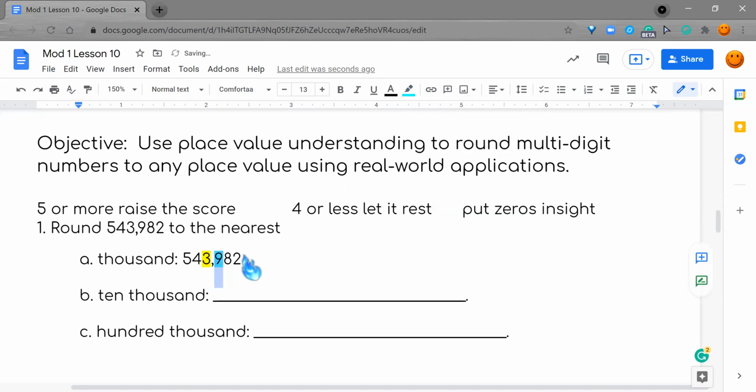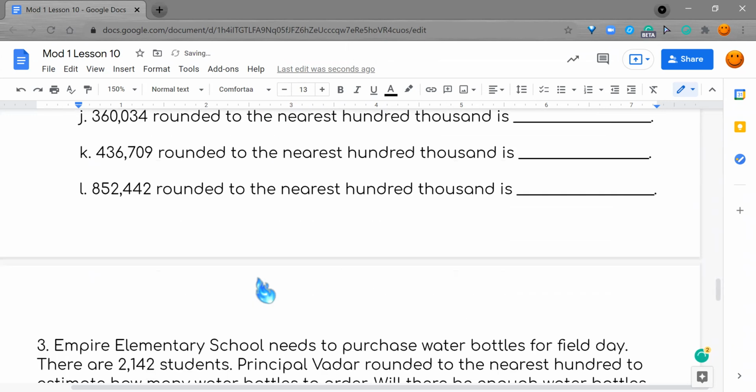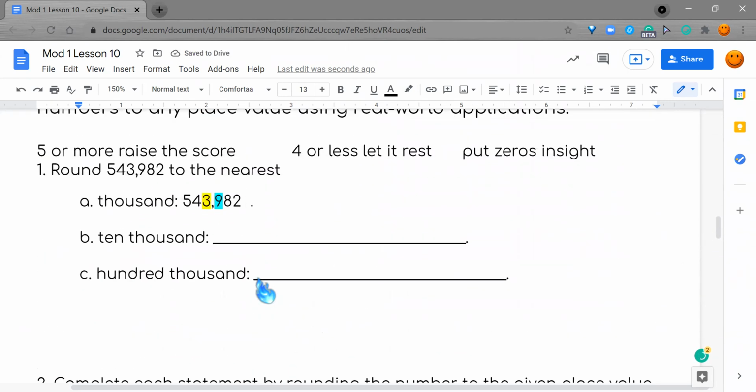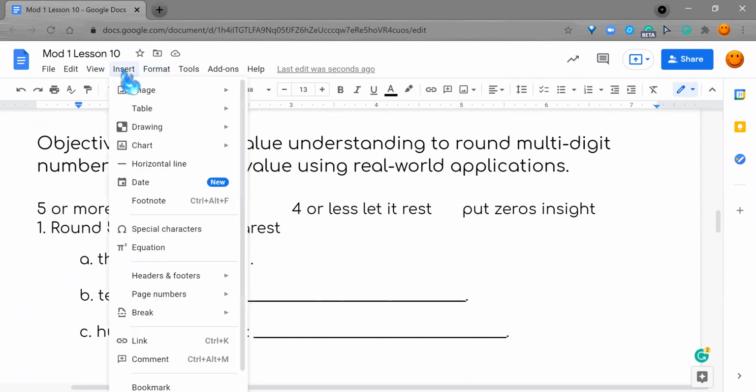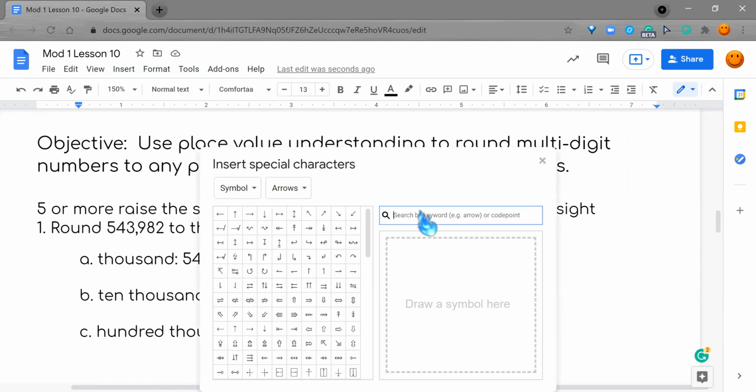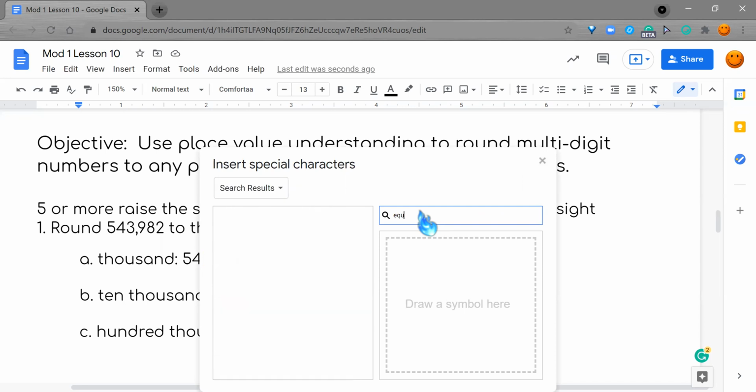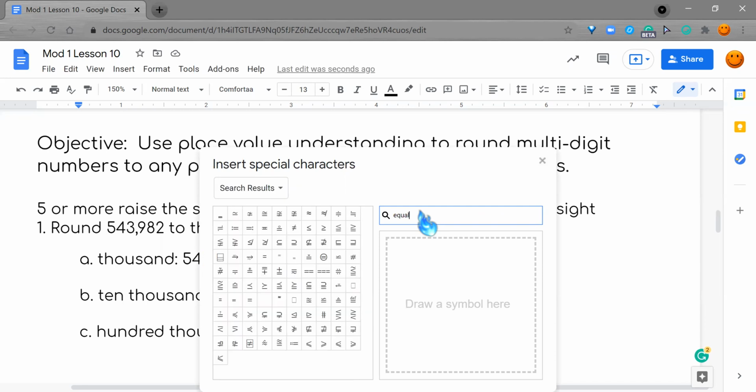And remember, I always highlight. It makes it easier. And I do not have a squiggly equal sign. But if I go to special characters and write in equal, I should be able to find, there it is, almost equal to.